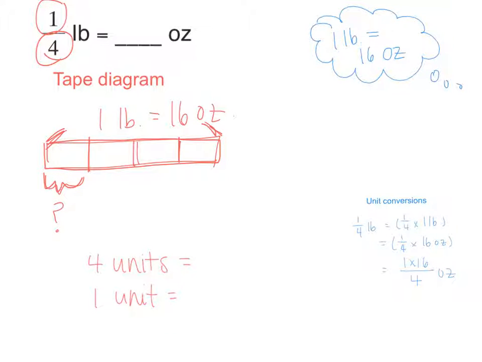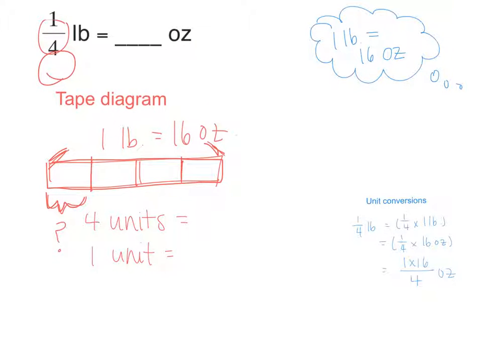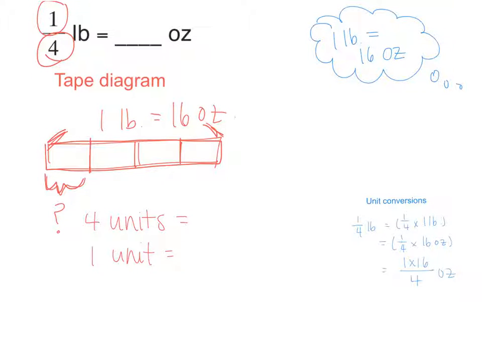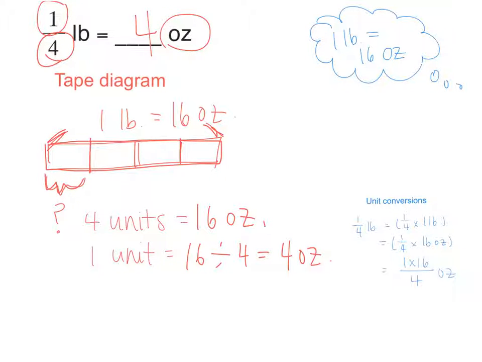Okay? So then, of course, with every tape diagram, we need to write the units as part of the tape diagram. So here we have 4 units equals what? 16 ounces, yeah. Could we also write that 4 units equals 1 pound? Yeah. But will that help us? Because we're trying to find ounces. No. So we should write 4 units equals 16 ounces. So therefore, 1 unit equals 16 divided by 4, which is 4 ounces. Okay? So we can see that 1/4 of a pound equals 4 ounces using a tape diagram.